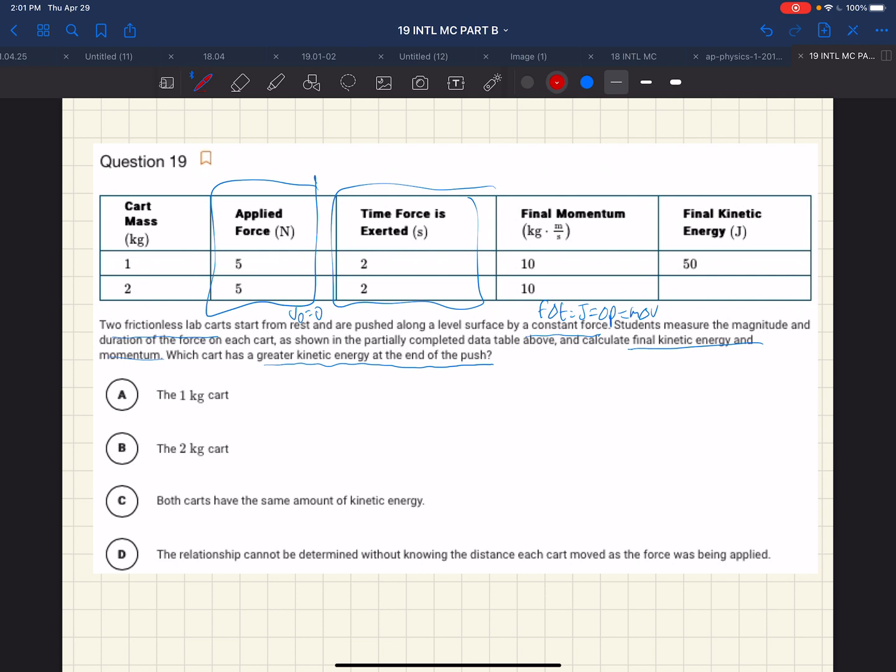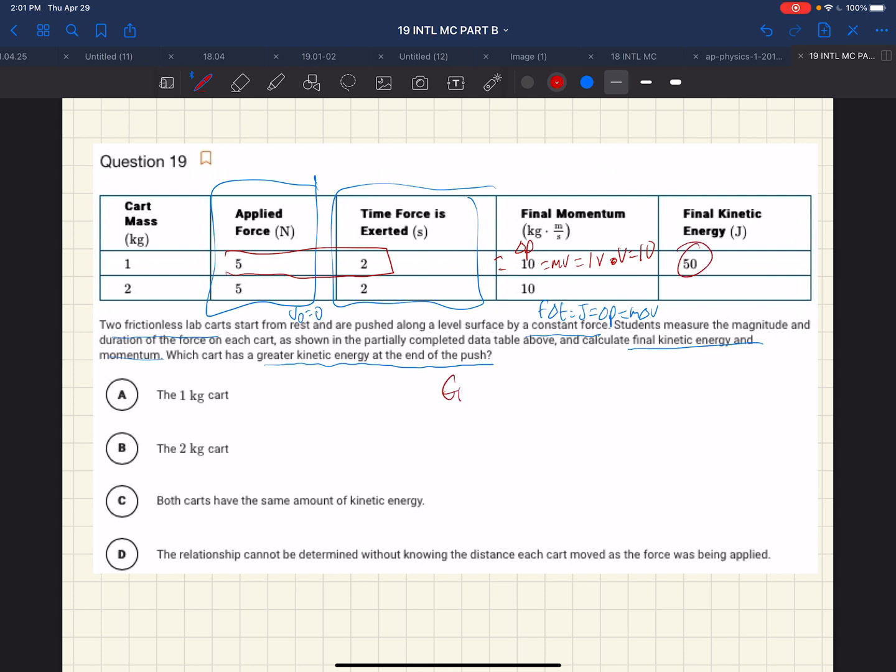What we can see in this first case is that the F delta t is 10. That is equal to the change in momentum, and since the initial momentum was 0, the change in momentum is the final momentum. And so that 10 is mv, which is 1 times the velocity. So the velocity is 10. So if we calculate the kinetic energy there, we get 50.